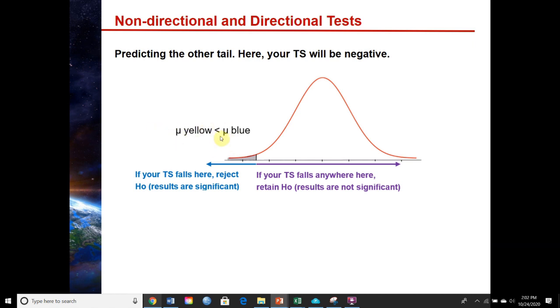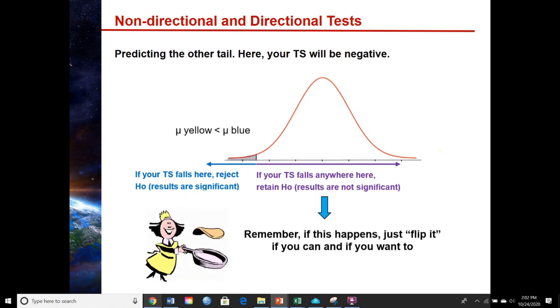Similarly, if you were predicting this and you got results in your samples that were opposite, so yellow was in fact greater than blue, then you flip this here and you move it over here. All right, you just have to have literature to support the new hypothesis. That's all it takes. All right, just flip it.